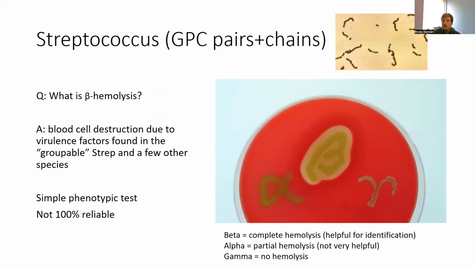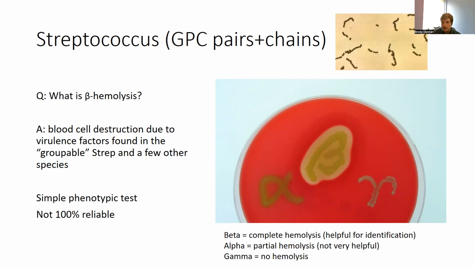So, I do have to explain now what is beta hemolysis. So hemolysis is blood cell destruction caused by virulence factors that we find in these nasty groupable strep, as well as a few other species. It's a very simple phenotypic test. We're commonly using blood agar in the laboratory, so it's as easy as just picking up the plate and looking and seeing what the red cells look like underneath. It's not 100% reliable, but again, it's pretty good.